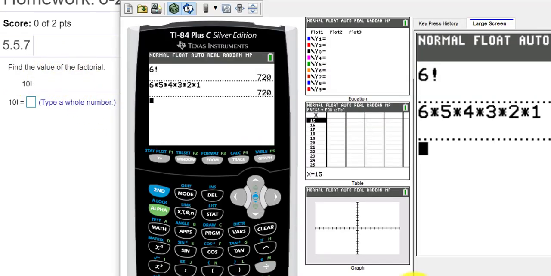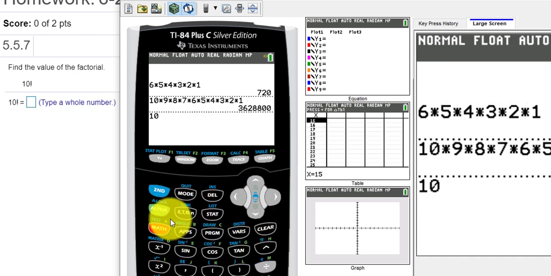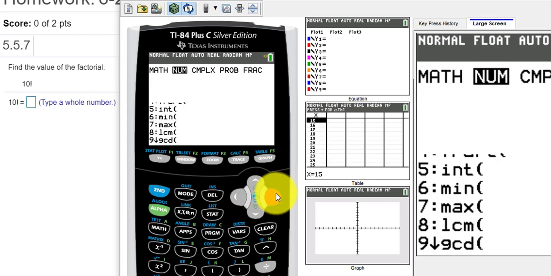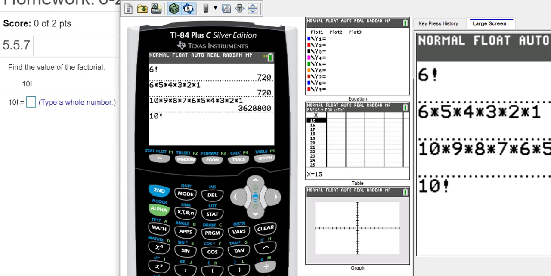So again, I can do 10 times 9 times 8 times 7 times 6 times 5 times 4 times 3 times 2 times 1. I get a big number. Or I could simply just do 10 and find the factorial key and press enter.